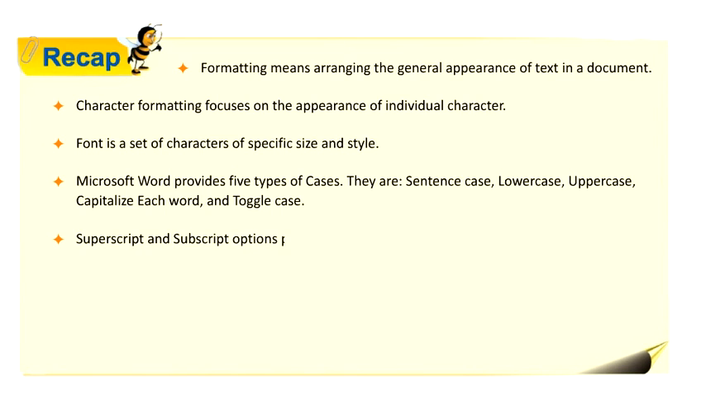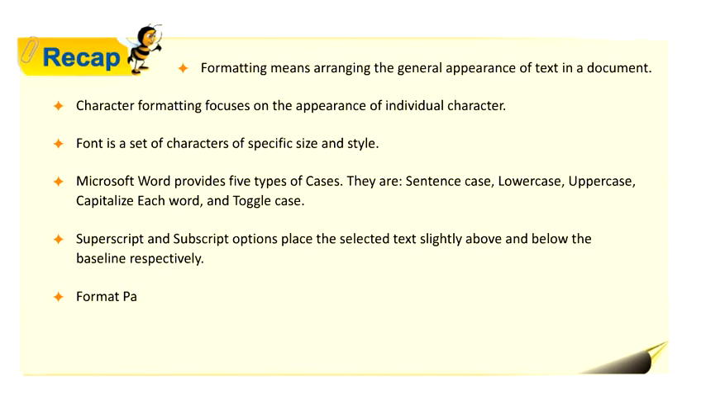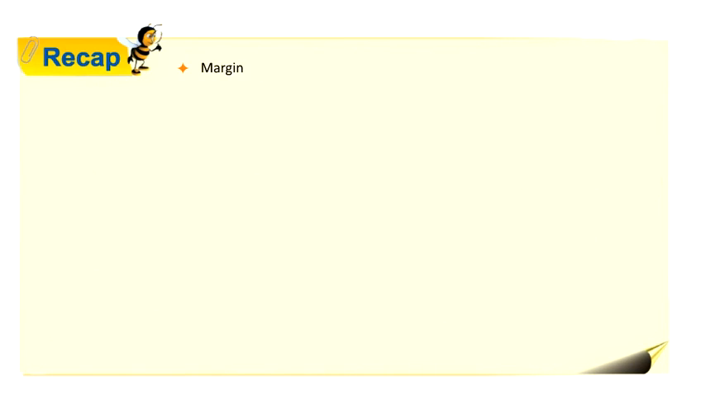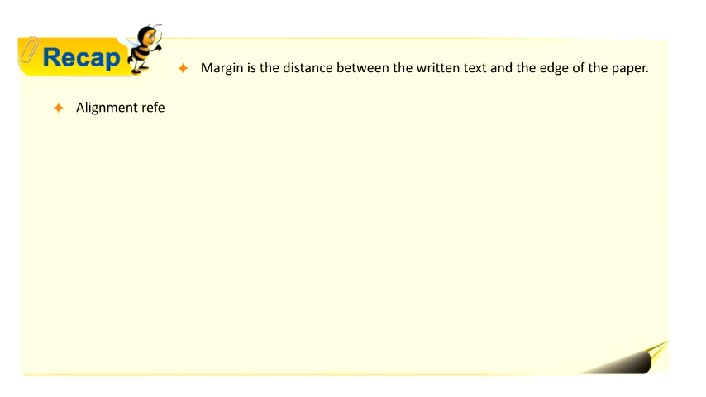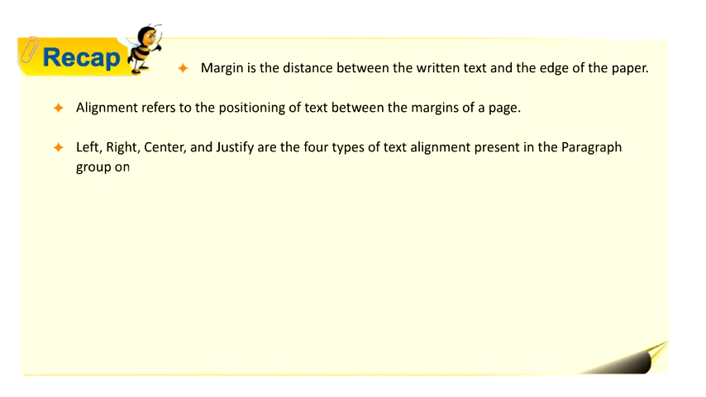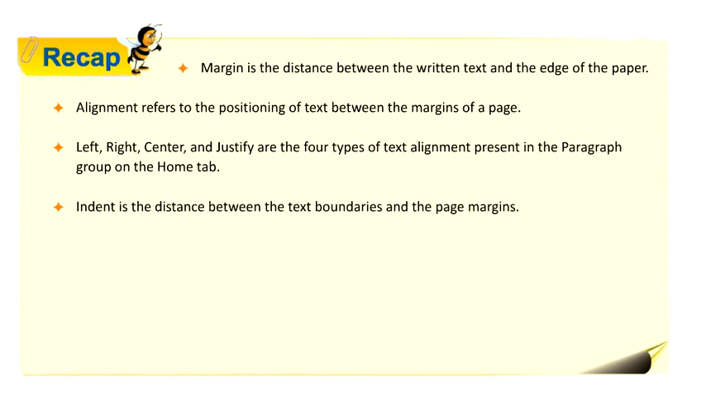Superscript and subscript options place the selected text slightly above and below the baseline respectively. Format Painter tool is used to copy the formatting effects of a piece of text to another selection. Paragraph formatting looks after the overall appearance of a document. Margin is the distance between the written text and the edge of the paper. Alignment refers to the positioning of text between the margins of a page. Left, right, center and justify are the 4 types of text alignment present in the paragraph group on the Home tab. Indent is distance between the text boundaries and the page margins.